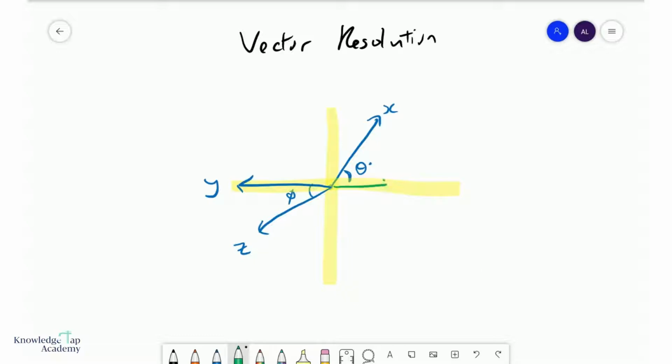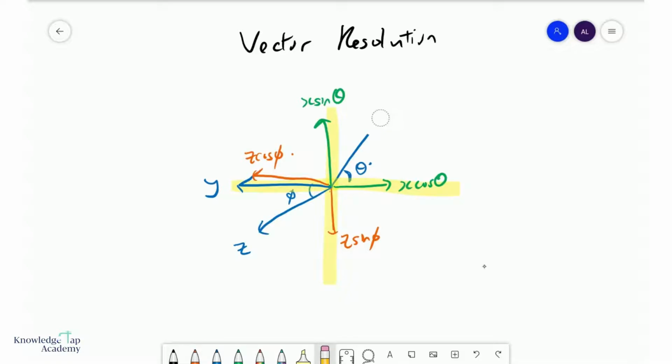So this would be x cosine theta, and this would be x sine theta. This, on the other hand, would become z sine phi, and we'll have a z cosine phi. Here we don't have to split y because it's already along the axis. And now, once you've resolved the vectors that need to be resolved, you can ignore them, okay, they are not part of the system anymore, and that's what we have.